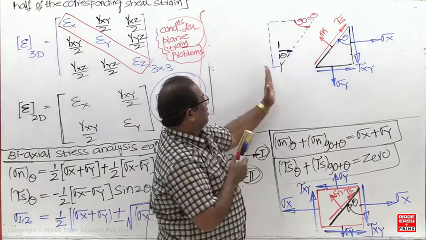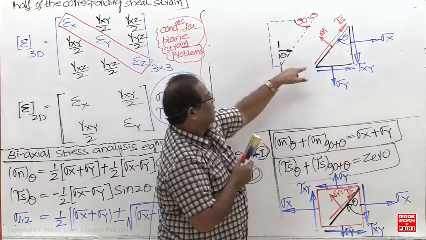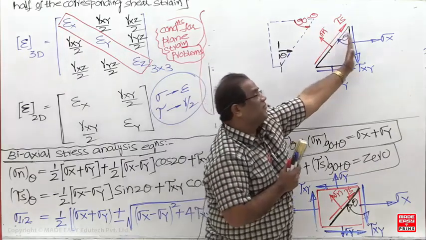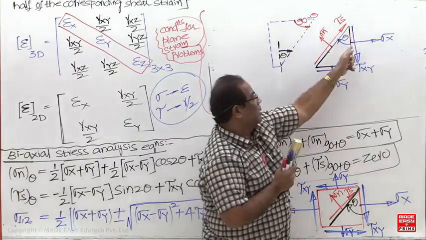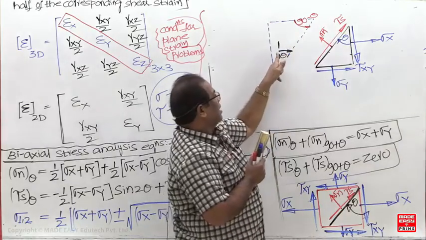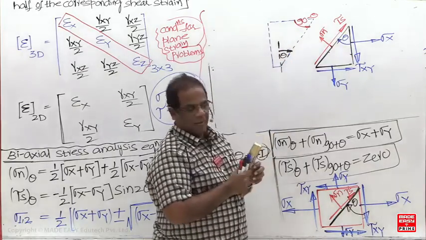Here also you can see it now. This is the oblique plane. Now you can see this plane is inclined at what angle? Theta from X face, that is the vertical line, clockwise. And this is also the oblique plane. Both are parallel. It is also inclined at the same angle.